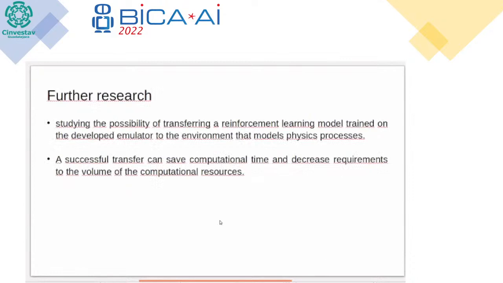Further research includes studying the possibility of transferring a reinforcement learning model trained on this simple environment to more complex environments like the ones modeled in the Gazebo simulator. And spoiler, we worked in this way, and we see that it's really possible to transfer the model trained on this simple 2D model into the 3D one with physics simulation. And successful transfer can save computational time during training the model, because modeling of the simple environment is much more efficient in terms of time than modeling in Gazebo.